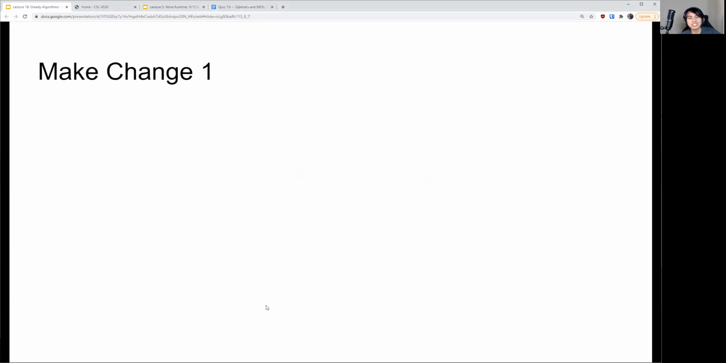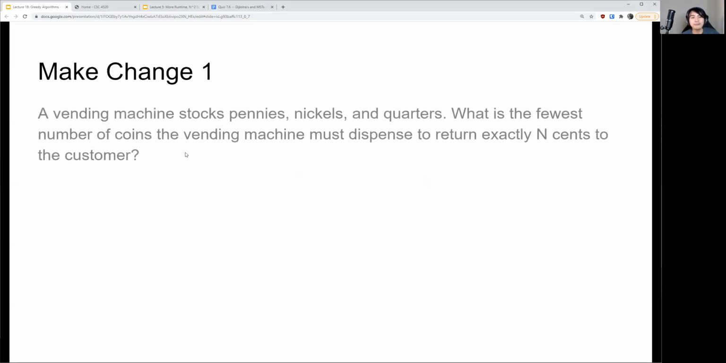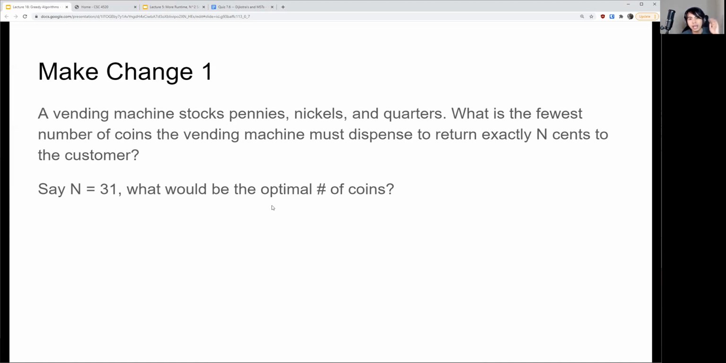All right, so let's take a look at the first example. A vending machine has 1-cent coins, 5-cent coins, and 25-cent coins. Let's go ahead and say that n is equal to 31. What would be the optimal number of coins that you would want to use here? I'll give you all 10 seconds to think about this. How many coins would you want to use in the best case?